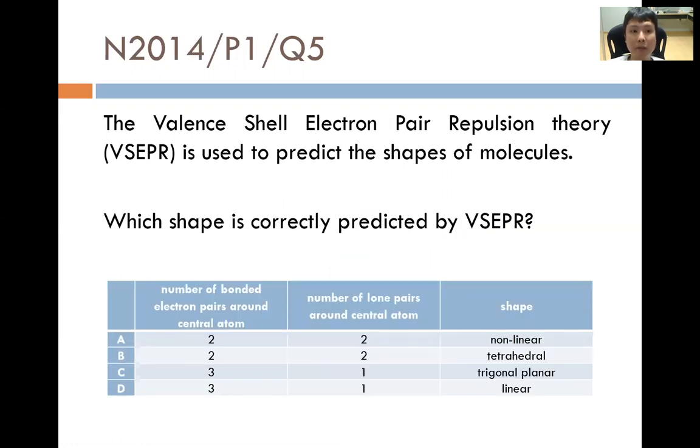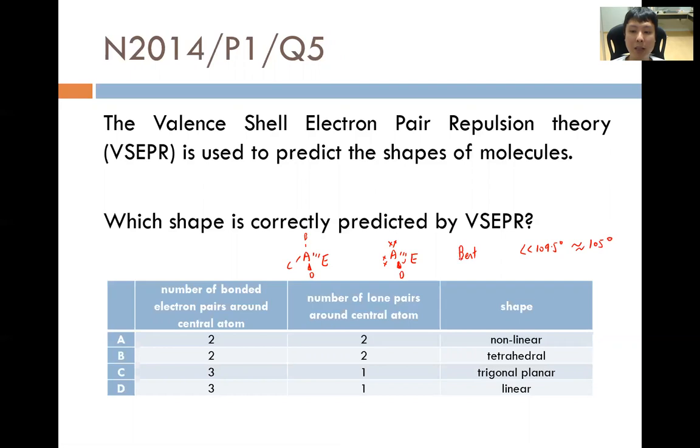November 2014, paper 1, question 5. The VSEPR theory is used to predict the shapes of molecules. Which shape is correctly predicted by VSEPR? If you look at all 4 options, there are actually 4 electron domains around the central atom: 2 plus 2, 2 plus 2, 3 plus 1, 3 plus 1. If you have 4 electron domains around a central atom, which I'll call A, the basic shape would be tetrahedral. If 2 of them are lone pairs, we replace 2 of them and make them invisible to the overall shape of the molecule. So the overall shape is just DAE, which is a bent shape. The bond angle will be much smaller than 109.5 degrees, approximately 105 degrees.